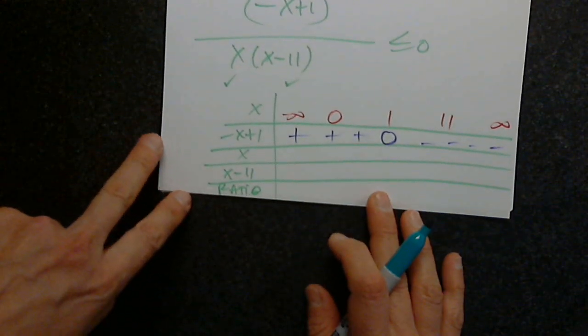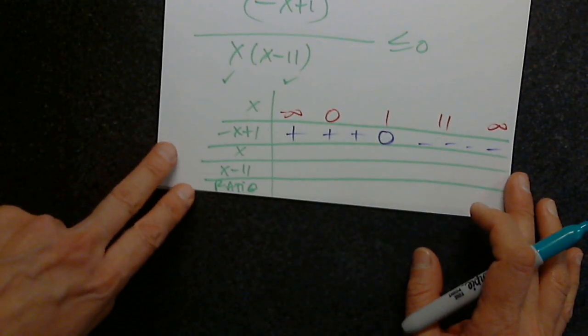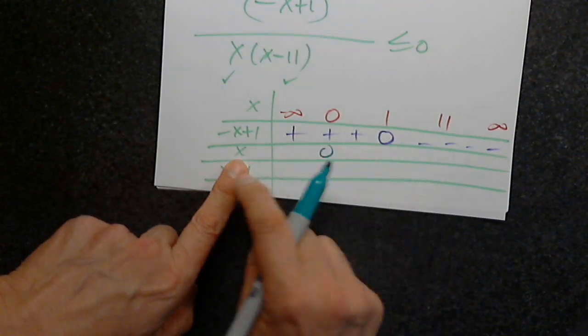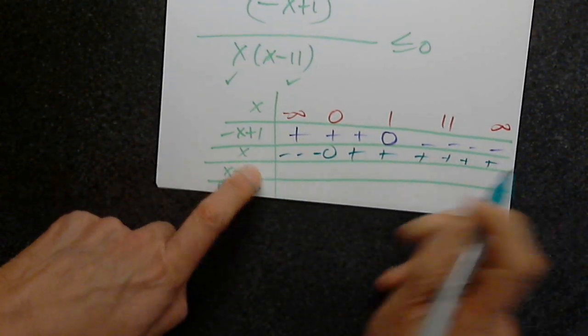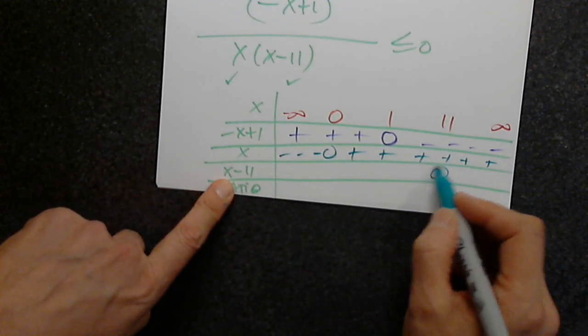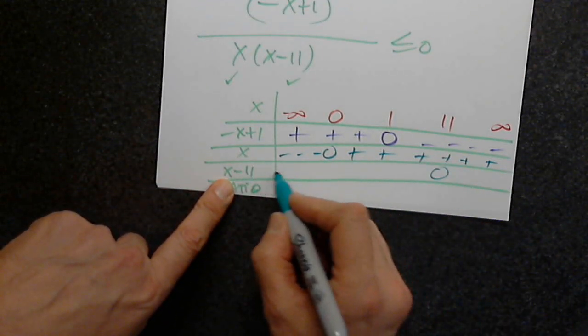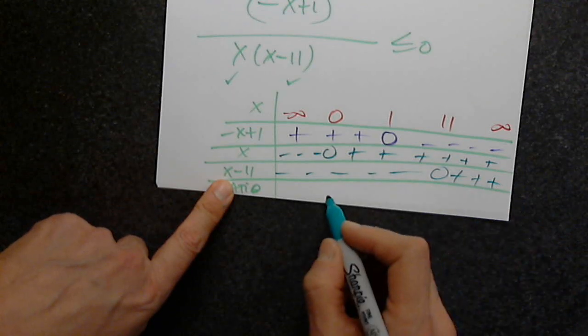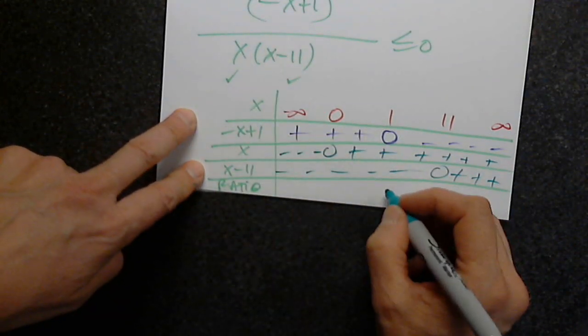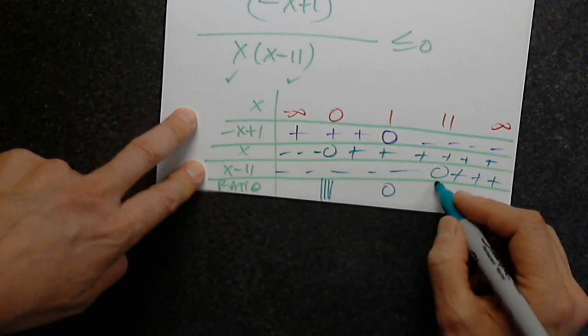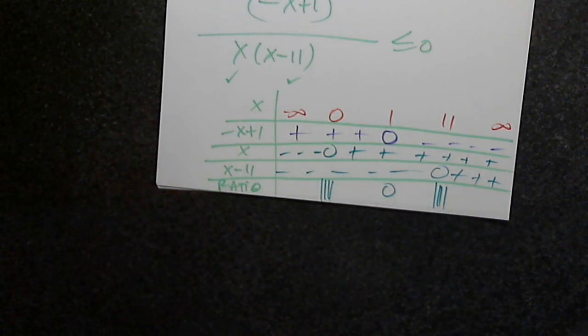Okay, so x is 0. Leading coefficient is positive, so it's negative and positive. At 11, 0, the leading coefficient is positive, so it must be negative and positive. So then we have 0 for the first one, but for the other two it is undefined, because x and x minus 11 are in the denominator.